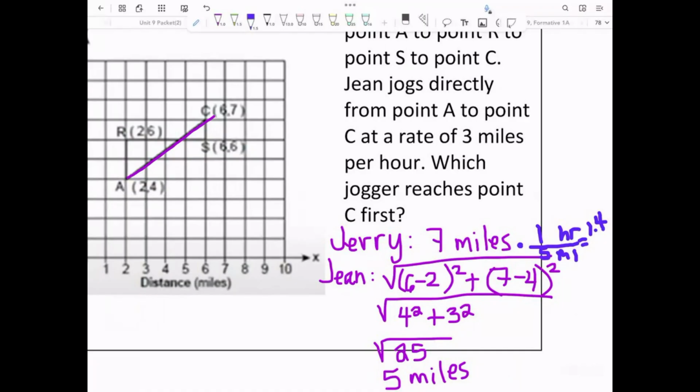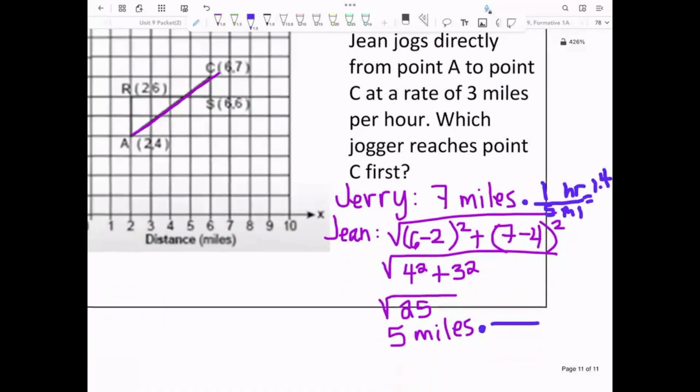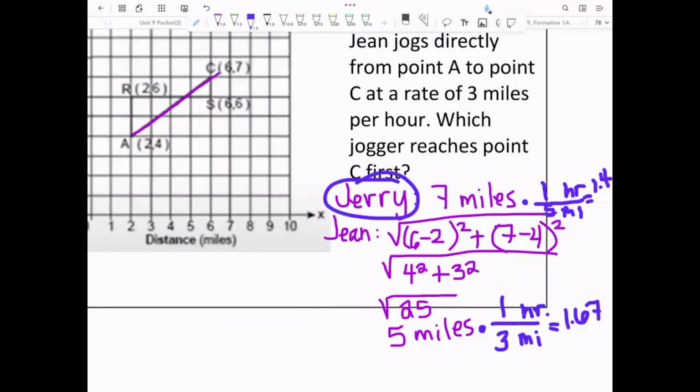Right? And then Jean, she's running at a rate of 3 miles per hour. So again, we're going to cancel out miles, so we put it in the bottom. So 3 miles per hour. So 5 over 3 is 1.6. And so Jerry got there first because it took him less time. It took him only 1.4 hours instead of 1.6.